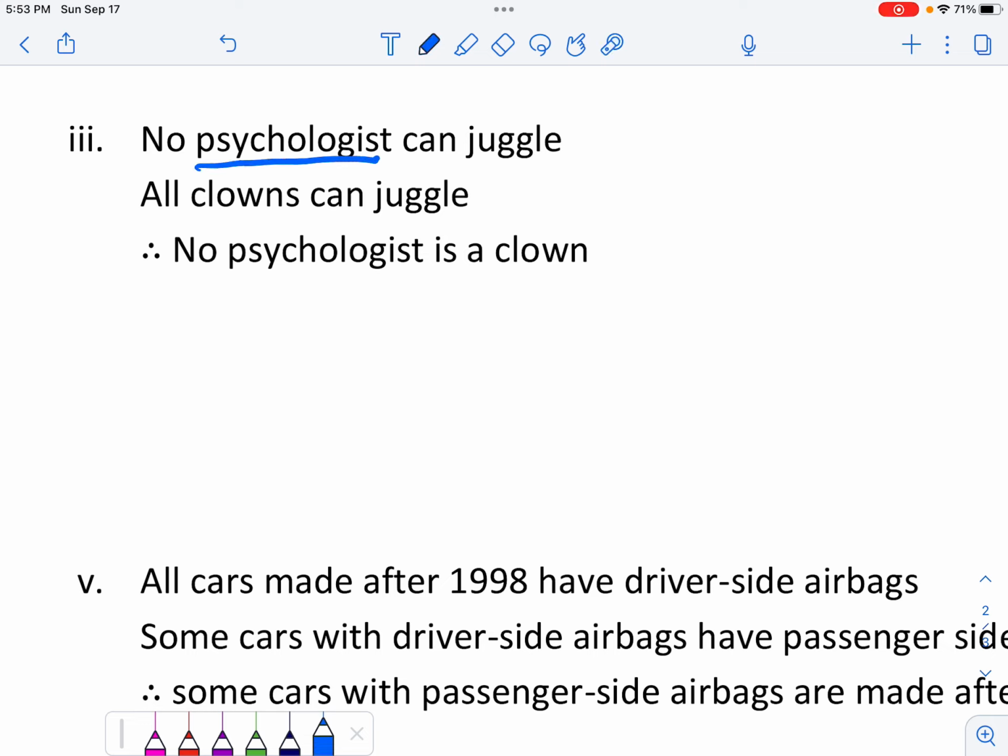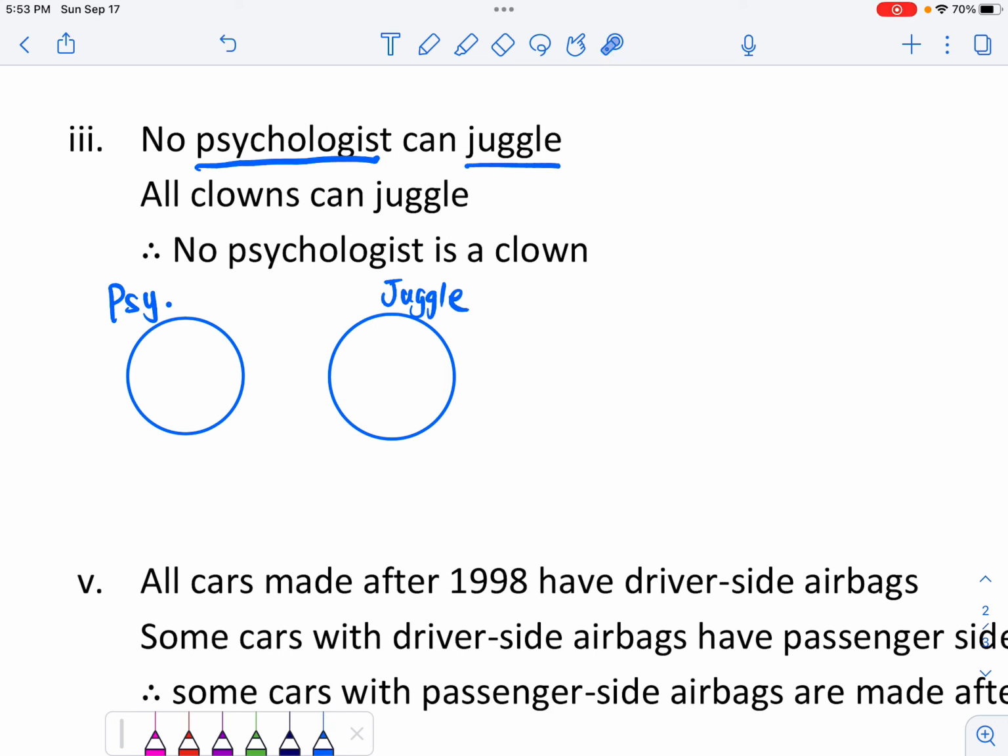One is psychologist. The other one is people who can juggle. So therefore we are going to say, hey, this is psychologist. And here this is people who can juggle, right? Let me just use juggle to represent all the people who can juggle. Now, all clowns can juggle. So here's people who can juggle, and all clowns can juggle. So all clowns has to be inside. So clown, okay, because they can juggle, so it has to be inside.